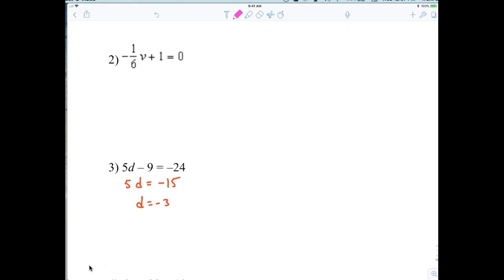Subtract 1 from both sides. So negative 1/6 v equals negative 1. Is that good with you? Now you're going to multiply by the reciprocal. But the reciprocal is just negative 6. Do you agree? So I'm going to multiply by negative 6. So v was 6.